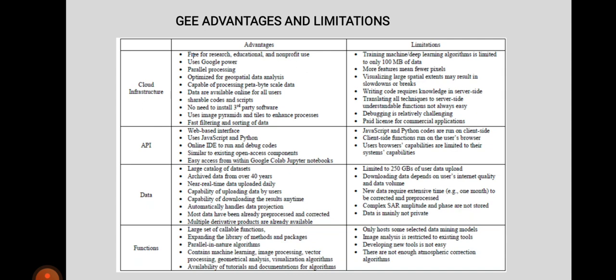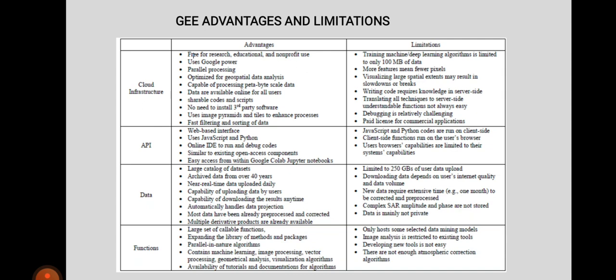And the limitations include that training machine learning or deep learning algorithms is limited to only 100 MBs of data, and more features means fewer pixels, and visualizing large spatial extents may result in slowdowns or breaks. And for commercial applications we need a paid license, that is a limitation.